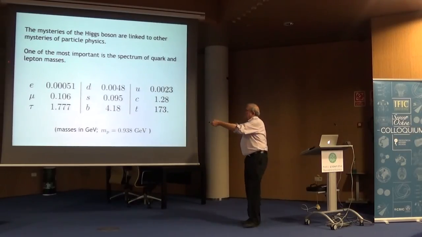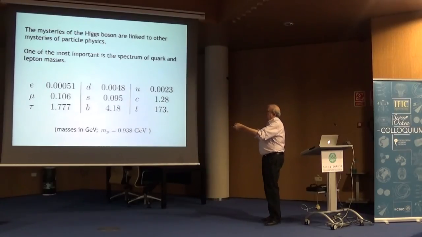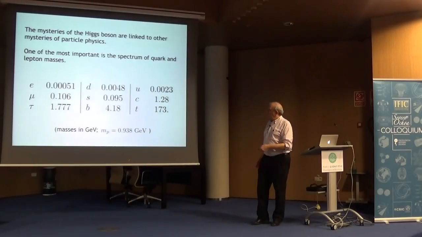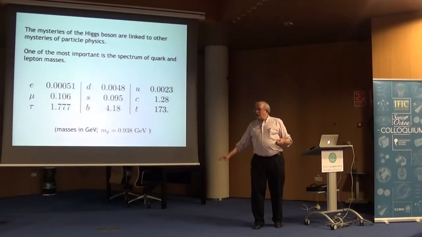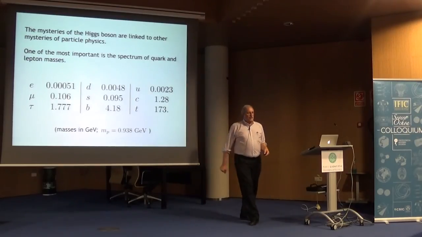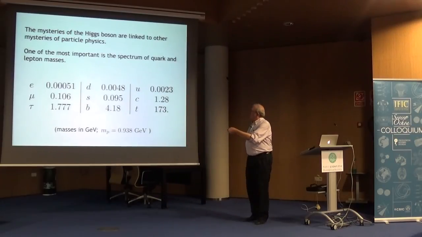The electron has a mass of half an MeV. The up and down quarks have masses which are quite comparable, a couple MeV. All the units here in GeV, where the proton mass is just about one GeV. The heaviest known quark is the top quark, with a mass of, depending how you count it, 172 or 173 GeV. So this number is 100,000 times this number.